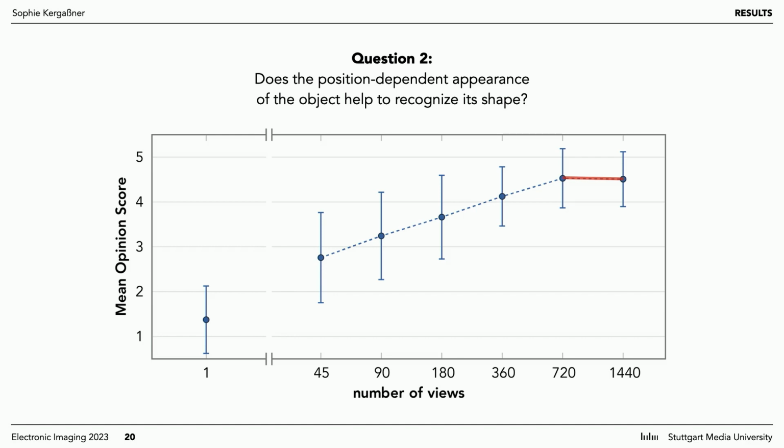And this indicates that the participants might not have recognized the difference between these two stimuli, since objectively the higher number of views offer fewer artifacts and therefore more information about the shape. But in the ratings we can't see such an increase, so it's questionable whether they really recognize the difference between these two stimuli.